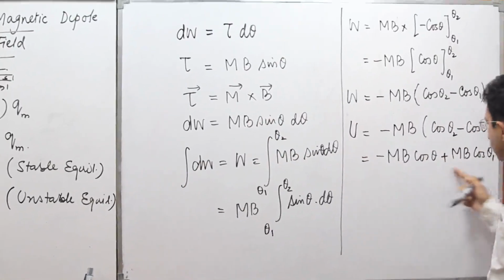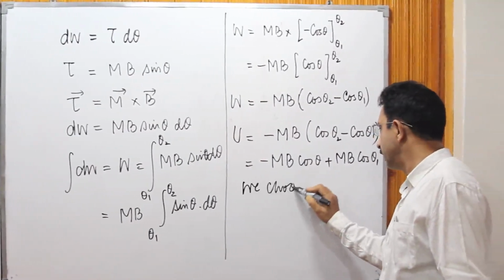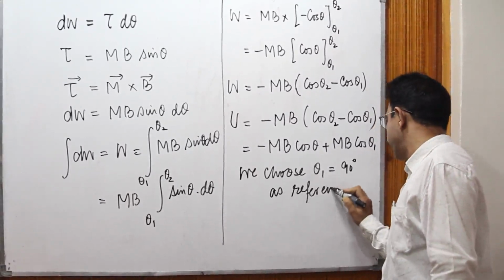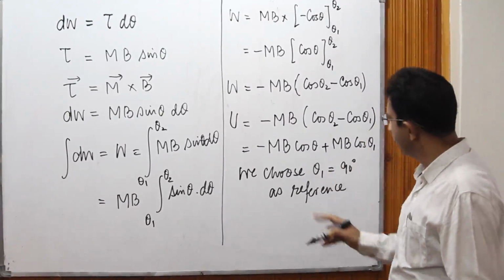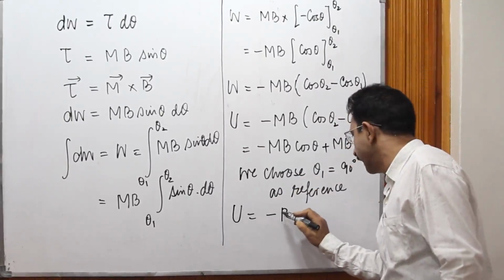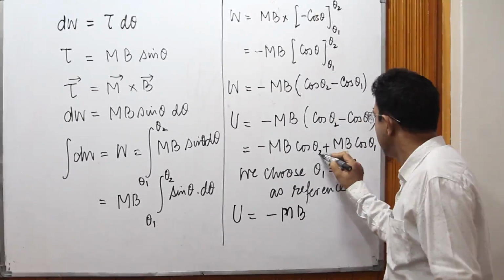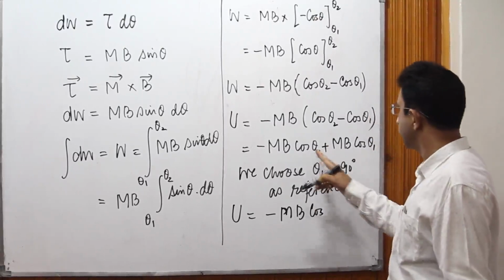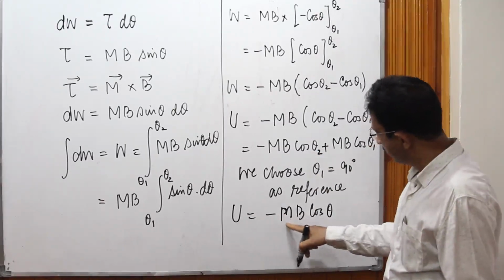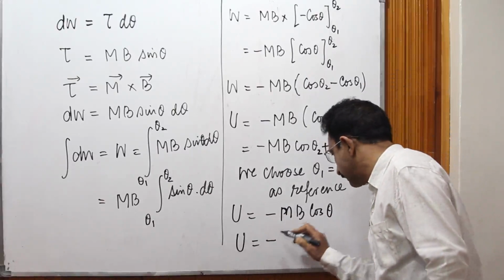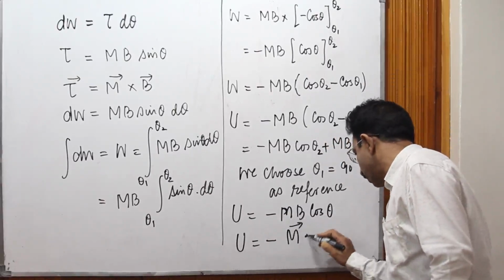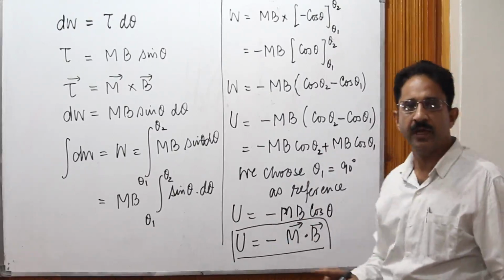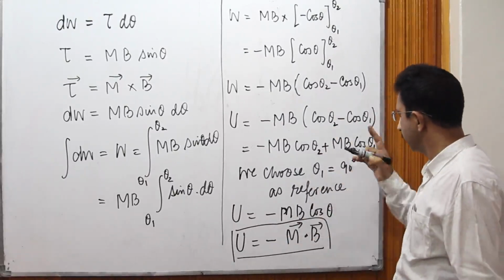So in this case what I will do is, I will choose theta equal to theta 1 equal to 90 degrees as the reference point, as reference. This is for mathematical convenience. So what do we get from this? We have U equal to minus mB, so this minus mB, here it is cos theta 2. Now this cos theta 2, I don't need to call it theta 2 now. I call it theta. So this U becomes minus mB cos theta, and I can call it like this: mB cos theta, you will see, it is the dot product of m and B. So I have the relation that potential energy is the negative dot product of m and B by choosing the reference theta 1 equal to 90 degrees.